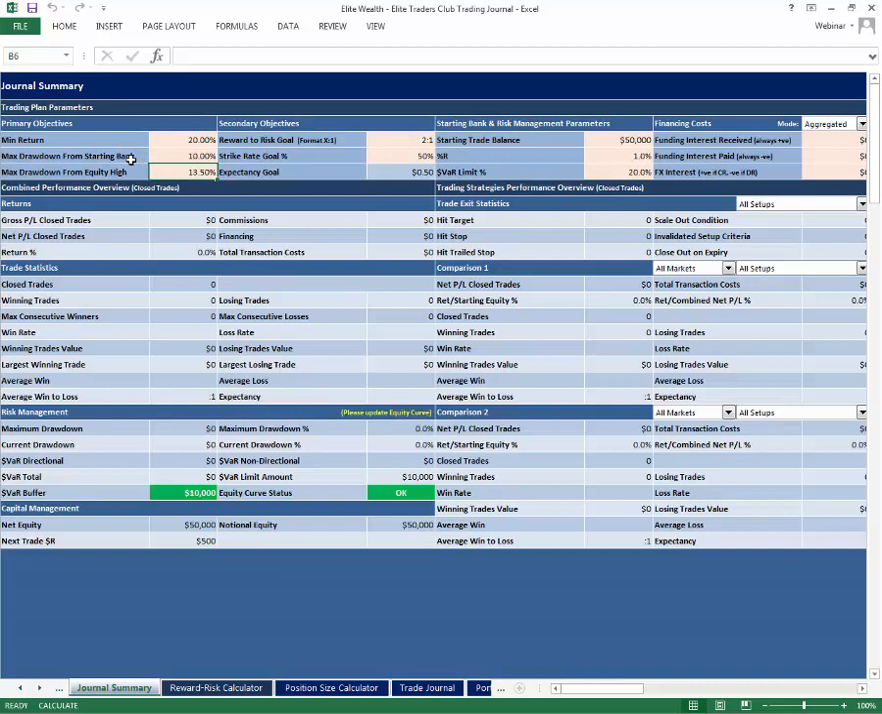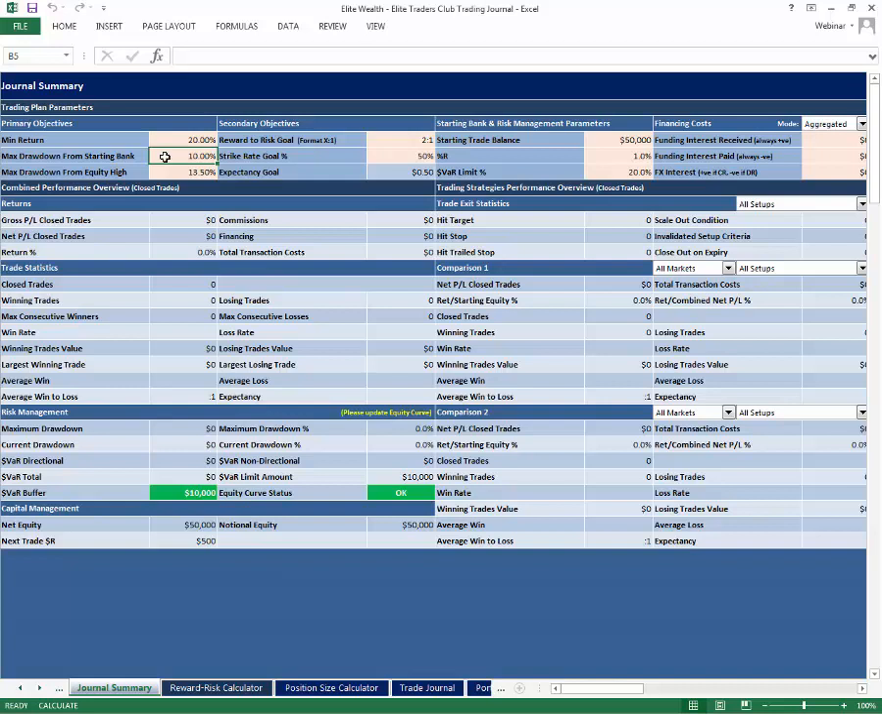where if you hit these targets, you go to reduced risk trading. And these will vary from person to person, so I've just used average values here. You might have higher or lower numbers depending on your trading plan. So the first one is the maximum drawdown from the starting bank. What this means is we've got a starting trade balance here of $50,000. If we lose 10% of that immediately, $5,000, we start going into reduced risk trading.